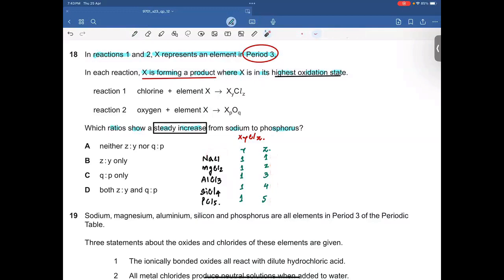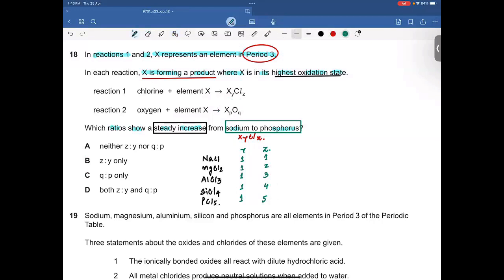All right. So Y and Z have a steady increase from sodium to phosphorus. We need to consider till phosphorus. So that option is incorrect. That's also incorrect. This option is incorrect, because we have to check this one as well. Check the first. Okay. Hold on.